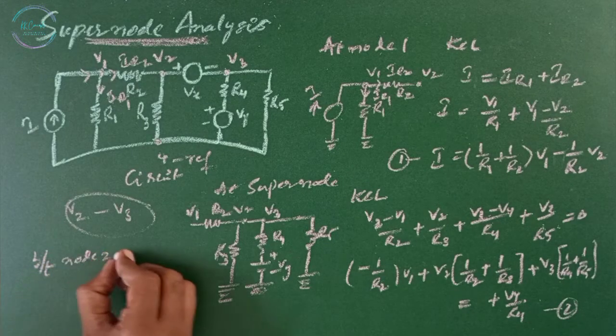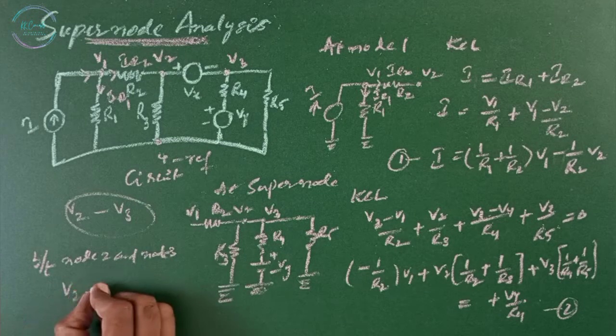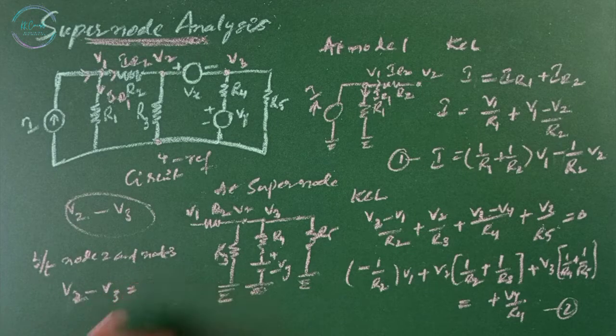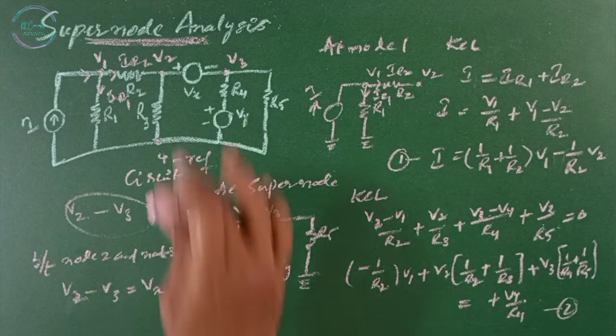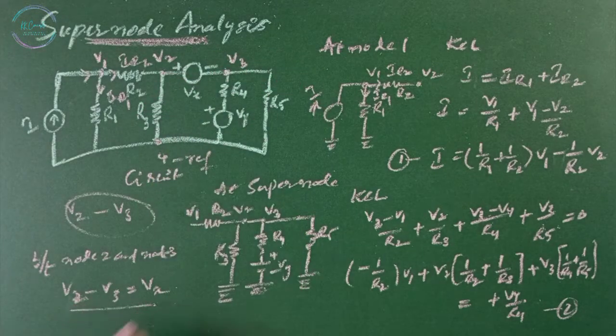Between node 2 and node 3, we have the equation V2 minus V3 equals Vx, as V2 is positive and V3 is negative, taken like this. Then this is our equation number 3. So by solving equations 1, 2, 3, we can find the unknown voltages.